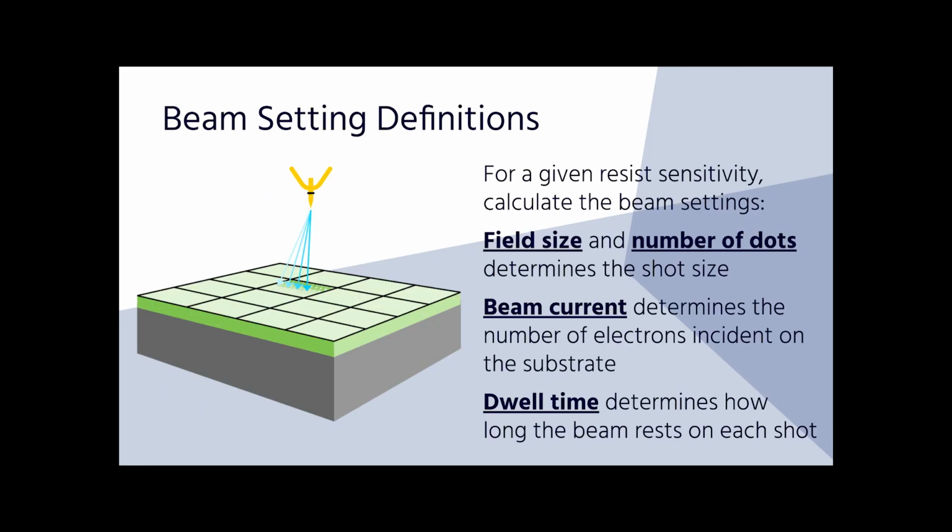So, what hardware options do we have? The field size and number of dots per field determines the shot size. The beam current determines how many electrons will be hitting the resist, and the dwell time, or dose time, is how long the beam rests at each individual shot. We will talk about how each choice impacts your write.